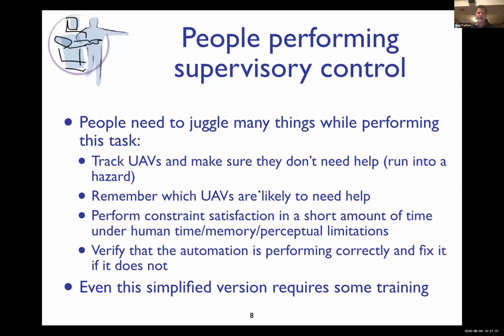So they have to track the different UAVs. They have to make sure they don't need help. If they run into a hazard, the hazard hops on top of them or something changes. They have to get the UAVs out of the way. They have to reroute them. They have to remember which UAVs are likely to need help. You can have UAVs that need help concurrently, so life is more complicated at that time. You have lots of dynamic things going on.